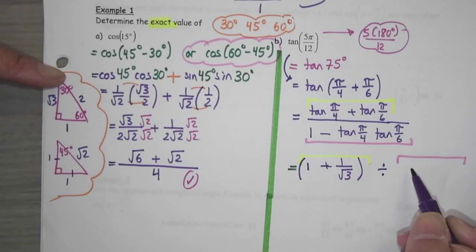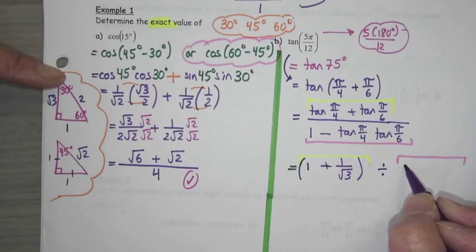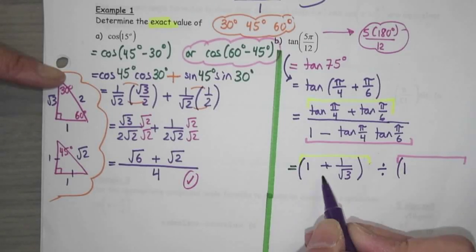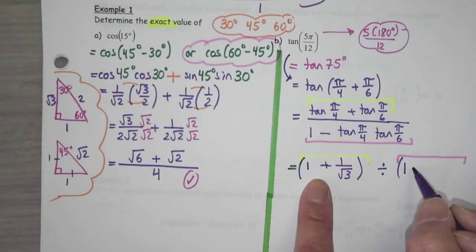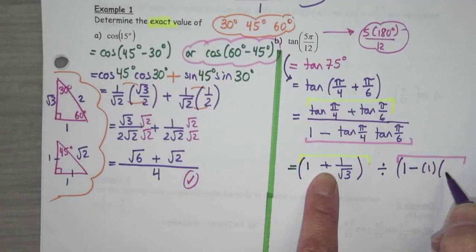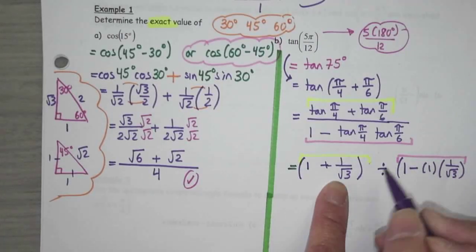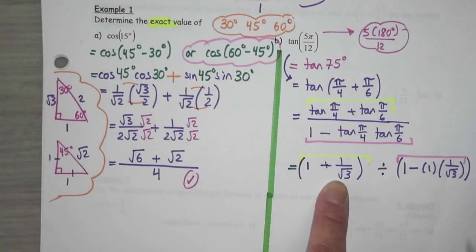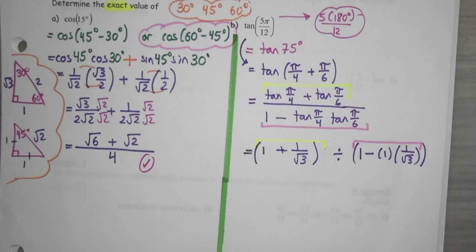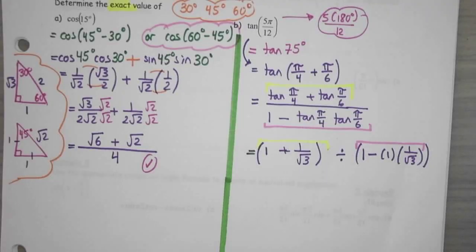And then here, 1 minus, and look, once you've done this, you're using the same two numbers, 1 minus 1 and 1 over root 3. Tan of pi over 4 is 1, and tan of pi over 6 is 1 over root 3. So once you've done that, you actually have the same answers there.